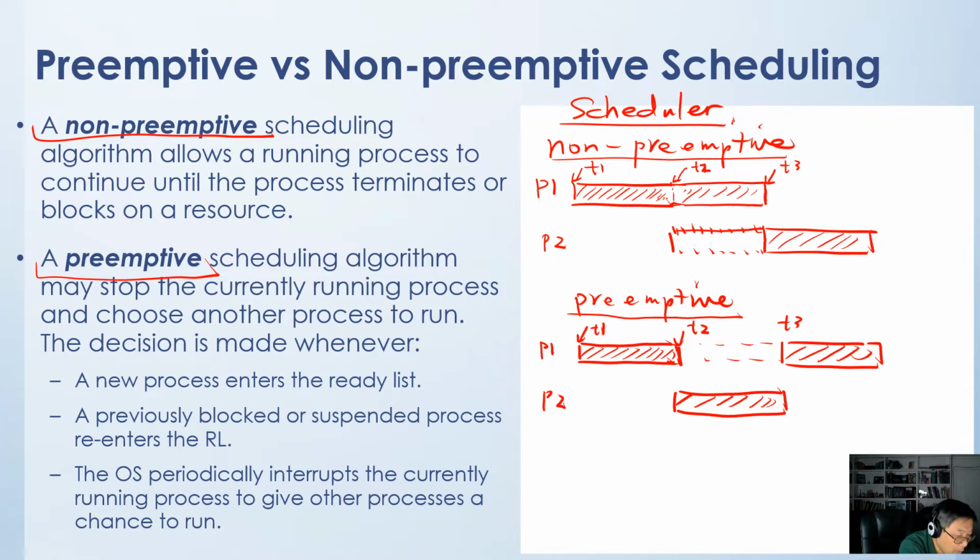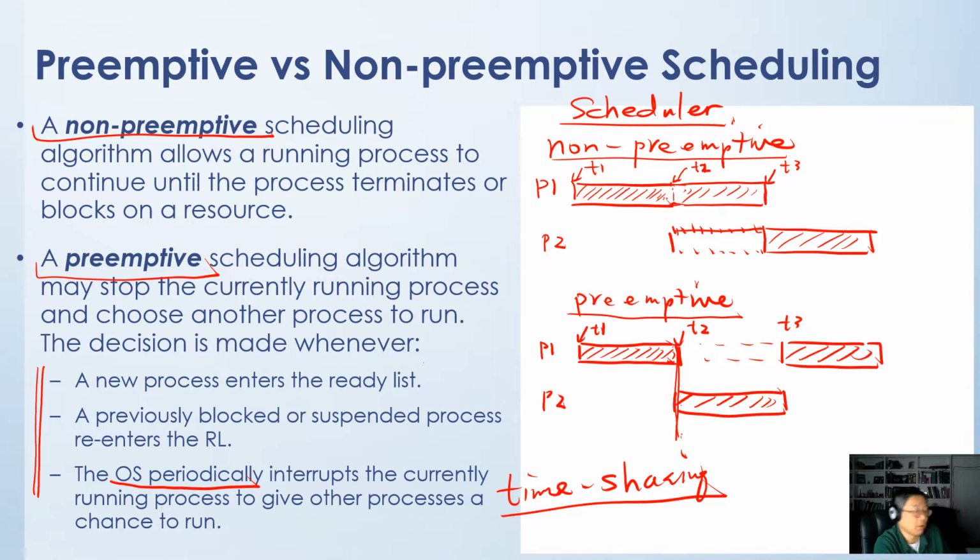Okay, now at any particular point, the scheduler is going to decide which one is going to be running, whether I need to kick the currently running process or not. Now that decision is made under these three circumstances. 1, a new process enters the ready list, or a previously blocked or suspended process re-enters the ready list, or like in the time sharing, the operating system periodically interrupts the current running process to give other processes a chance to run. So that's most likely the time sharing. The operating system running the time sharing.